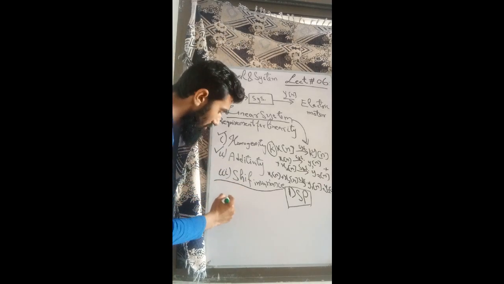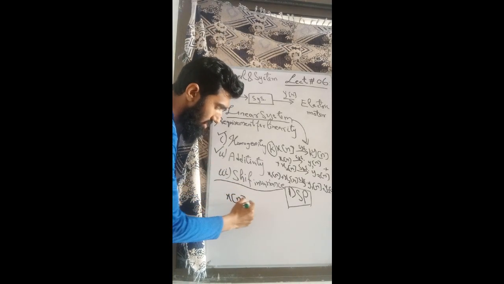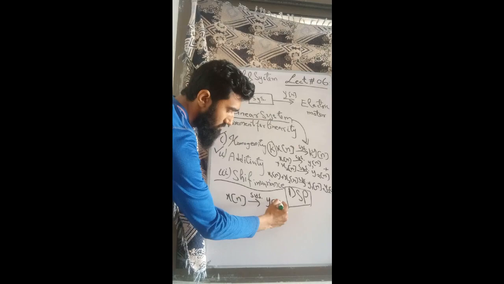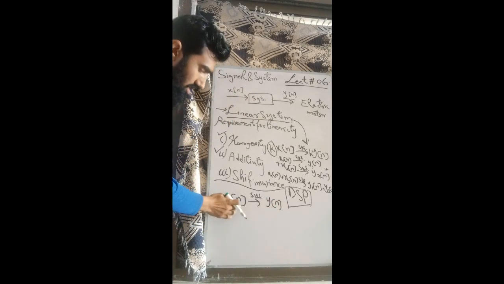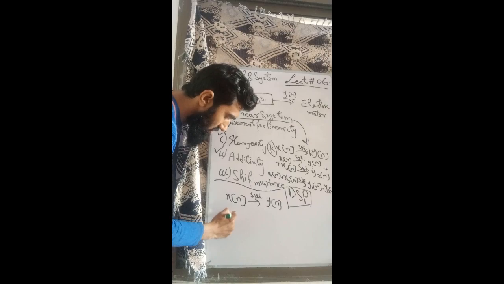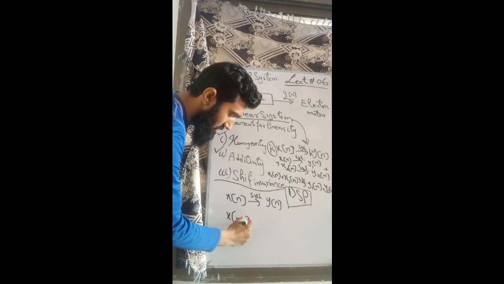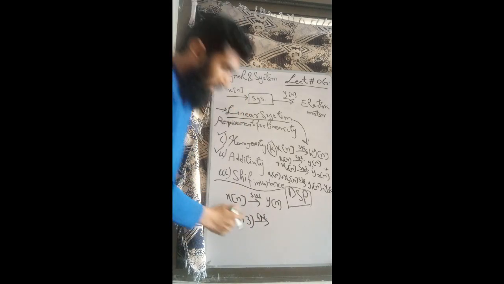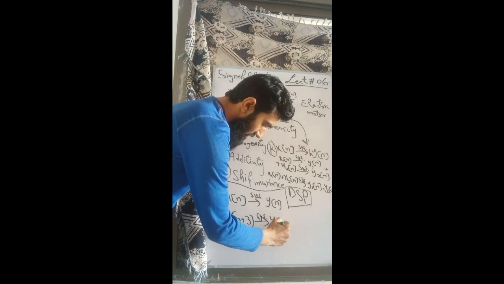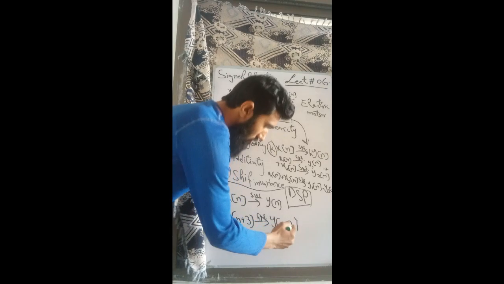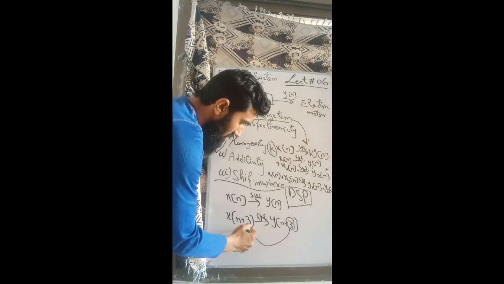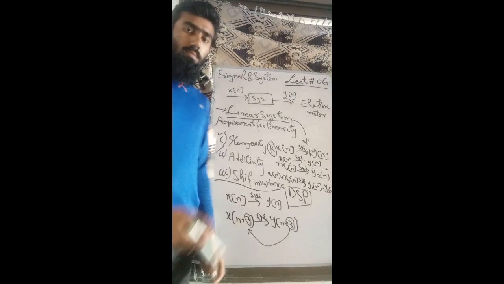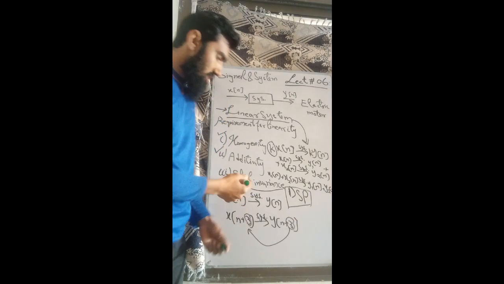Let's see with the help of an example. Let's suppose we have a signal x of n, pass it through a system and get y of n. Now if we shift the signal, x of n plus 3, and pass it through the same system, then we will get y of n plus 3. So the shift in the output is the same as what we applied to the input signal. So this is shift invariant.